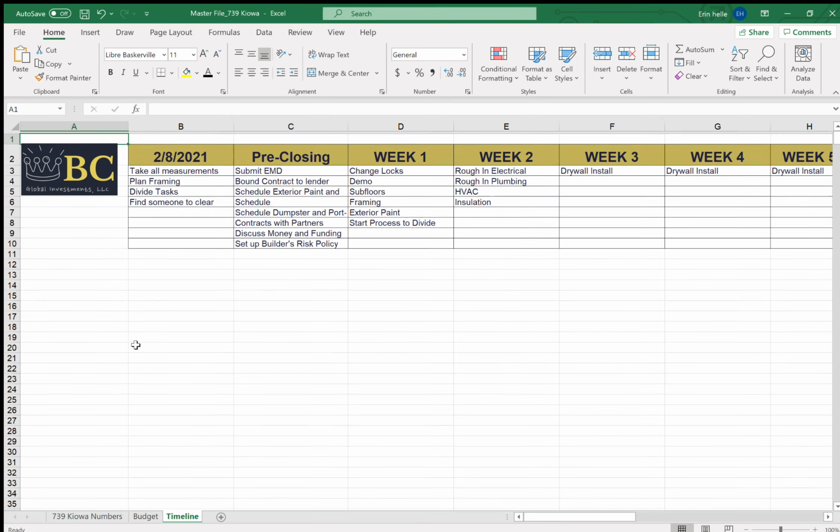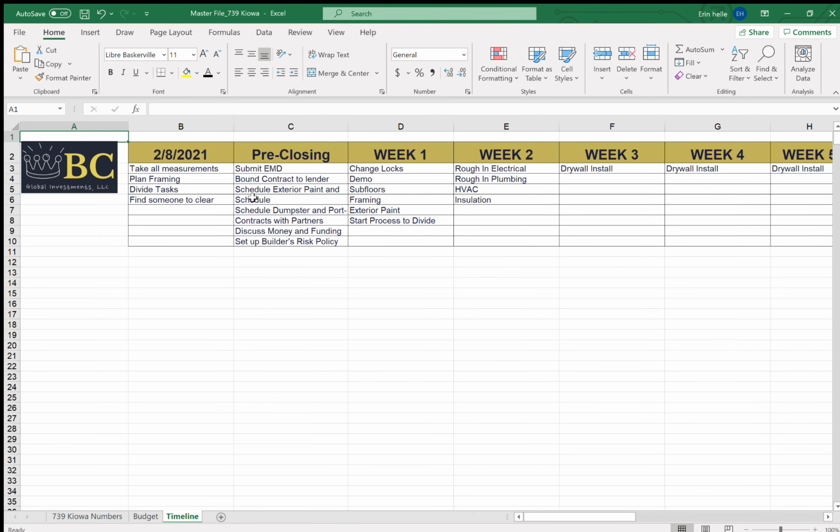And then here's our timeline. So we closed, I want to say, the 18th of February. Beforehand, we went in there and we did as much as we could. We took all the measurements of the house, we planned the framing, and we divided tasks between me and my partner, my dad who came out and did some work for us, and all the contractors that we hired. So we figured out who was going to do what, and then we had to find somebody to get everything out of the house. Like I told you, we used 1-800-GOT-JUNK. So we were able to do all that beforehand.